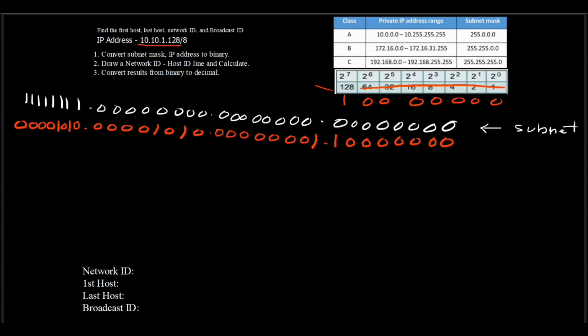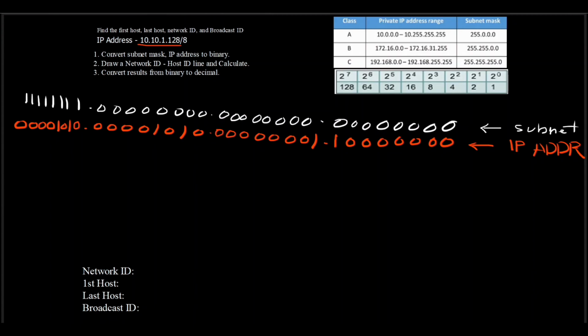Now after I'm done with that, let me write down here. This is network, this is the IP address. Right? Okay, now I'm done. I'm going to draw a line to separate the network portion from the host portion.